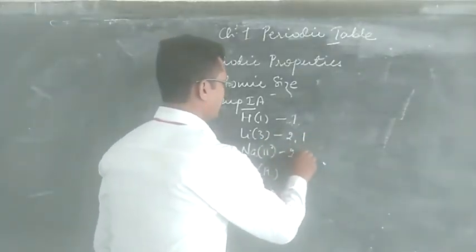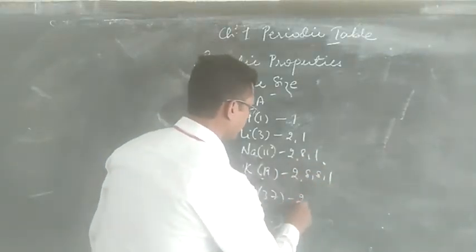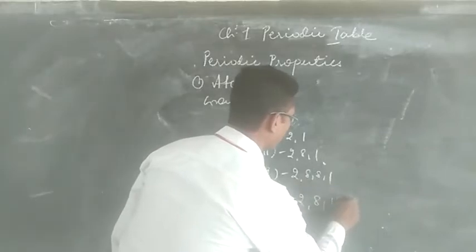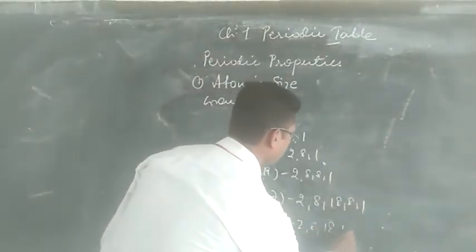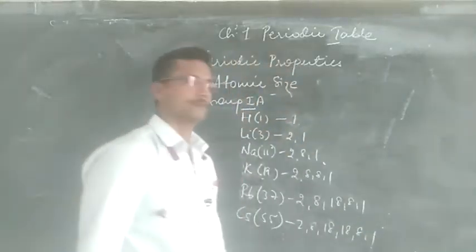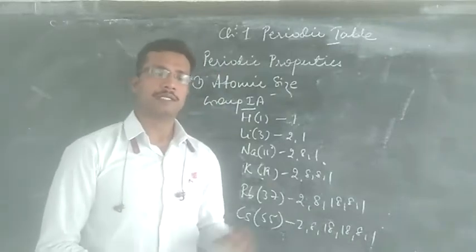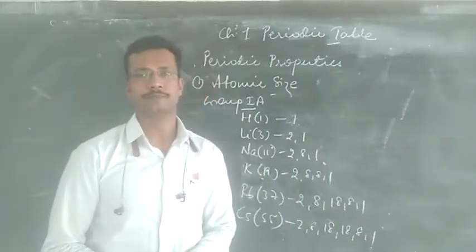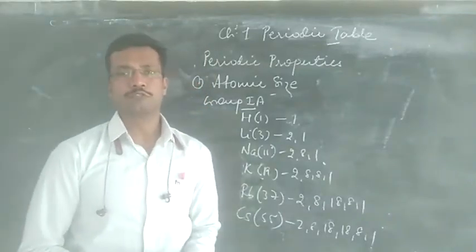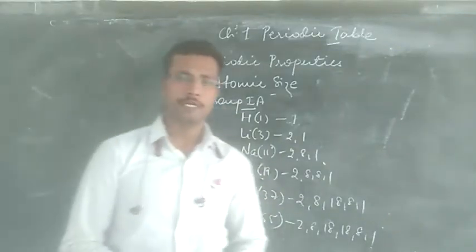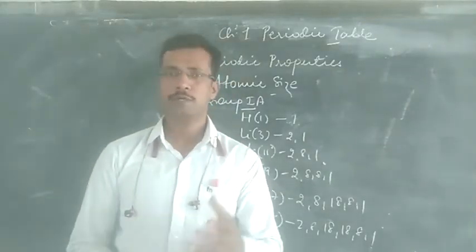So the configurations are 2,8,1, 2,8,8,1, 2,8,18,8,1 and so on for cesium. When we move down the group, it is clearly seen that the number of shells gradually increases, and due to the increase in the number of shells, atomic size should also increase. But as we know, there is one more factor that can affect the atomic size, which is the nuclear charge.